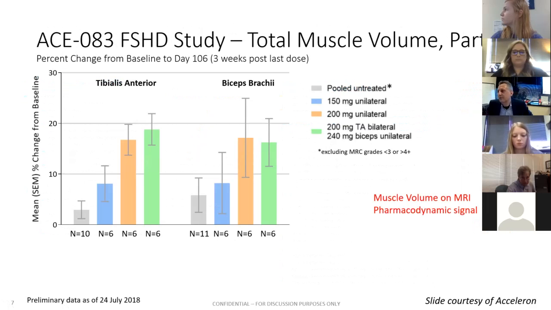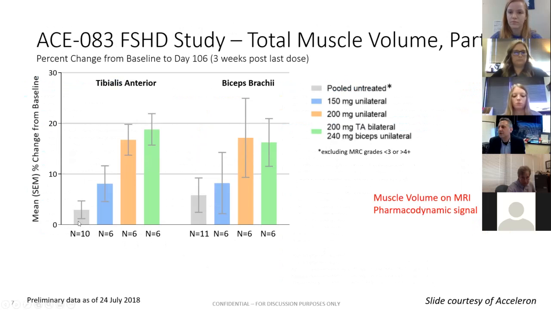This was the result from the first part of their study. The way you can look at this chart is it's the percent change from baseline in the muscle volume. The gray bars are sides of the body that in that first part didn't get injected, and the colored bars are just those increasing doses. In the first part of the study, they saw a dose-related increase in the muscle volume, and it was actually pretty big. They were seeing maybe 15% increases in the muscle volume on the first part of the study.